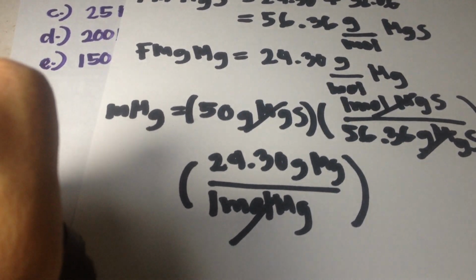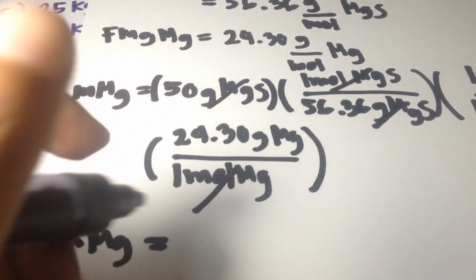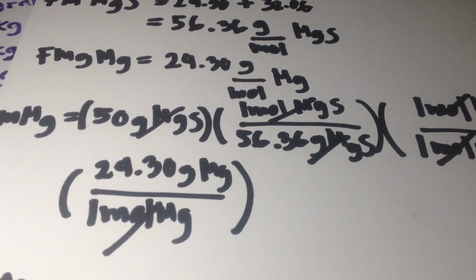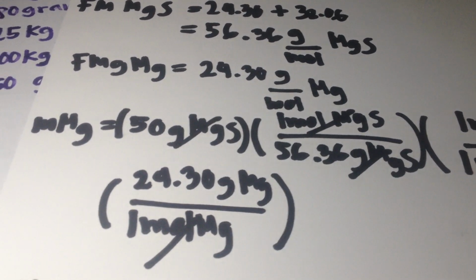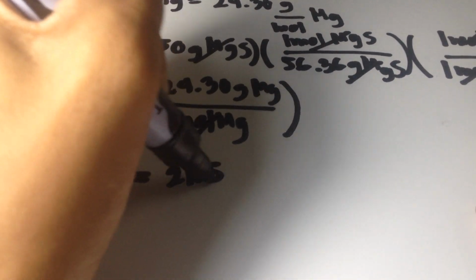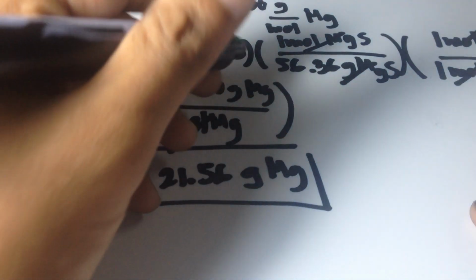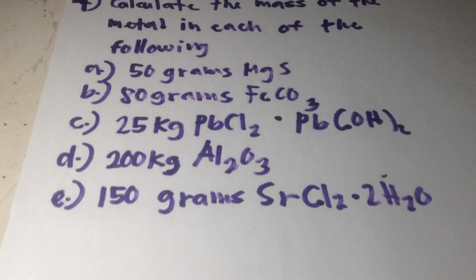So the moles cancel out, and the grams of magnesium sulfide cancel out. So the answer is: mass of magnesium is equal to 50 divided by 56.36 times 24.30, which is equal to 21.56 grams of magnesium. Okay, that's it. How about in letter B?